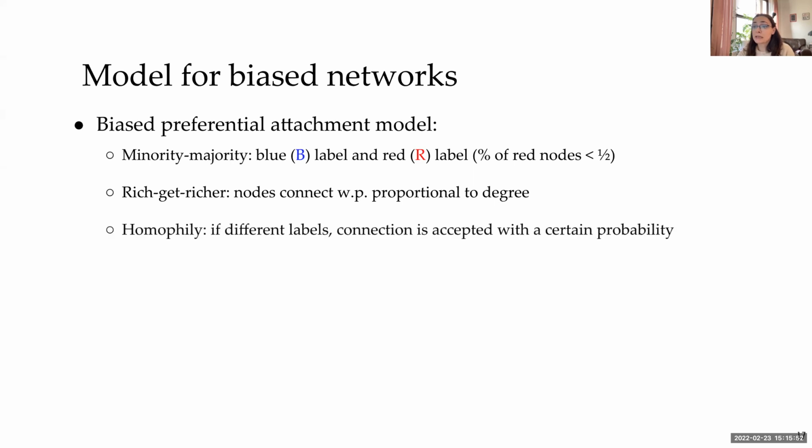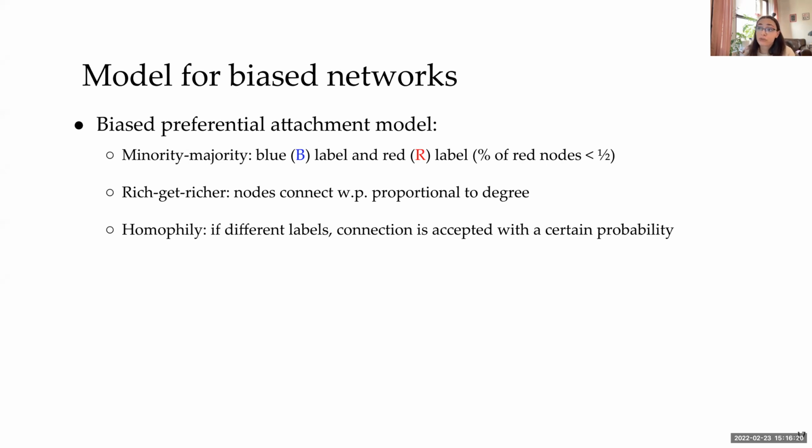The third part is homophily. So if people have different labels, actually connection is accepted only with a certain probability, which creates this clustering effect of blue nodes connect more with blue, red nodes connect more with red. So this part of homophily, we notice in a lot of online networks, and there's a lot of network-related work that talks about this phenomenon of similar people connect more with each other. And that's something we notice in a lot of the data sets we used.